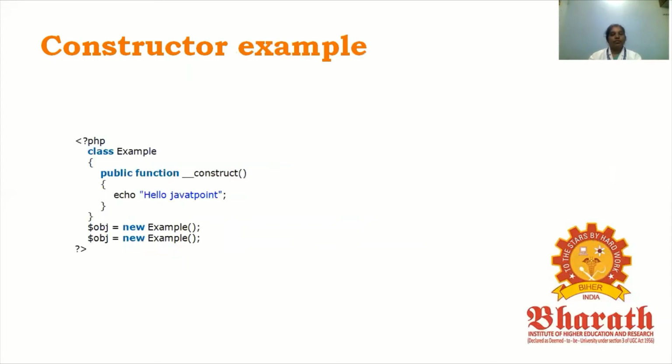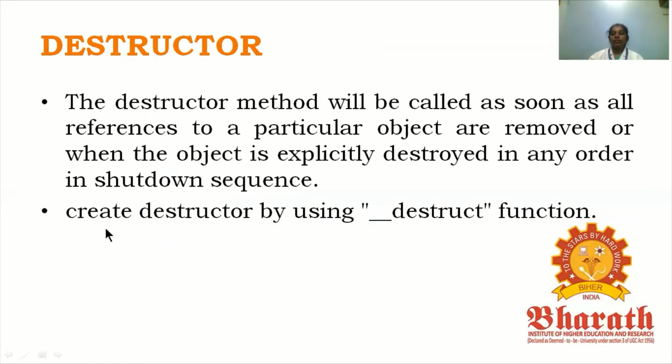See the example for constructor. What is the name of the class? The name of the class is Example. It has the constructor. See the declaration part: public function underscore underscore construct, open and close parentheses. Inside we have only one statement. We didn't invoke it; we have created the object to automatically invoke the constructor.